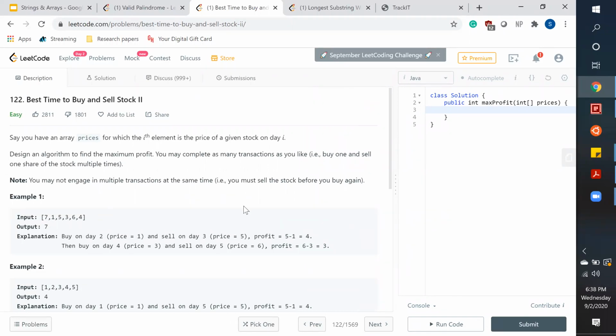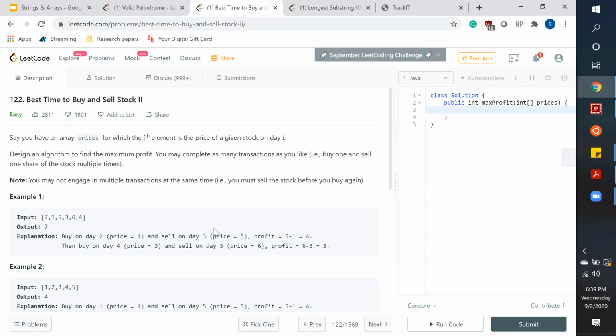We have an array prices for which the ith element is the price of a given stock on day i. If we look at the sample input, 7 is the price of the stock on day 0, 1 is the price on day 1, 5 is the price on day 2, and so on. We want to design an algorithm to find the maximum profit, and you may complete as many transactions as you like. So you can buy one and sell one share of the stock multiple times.